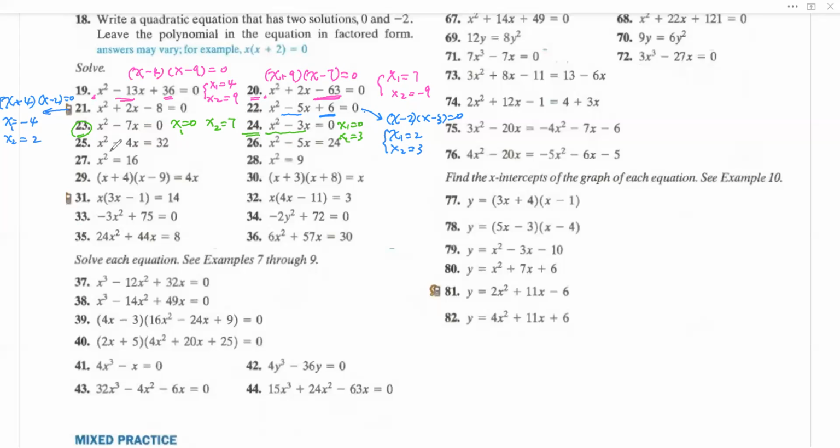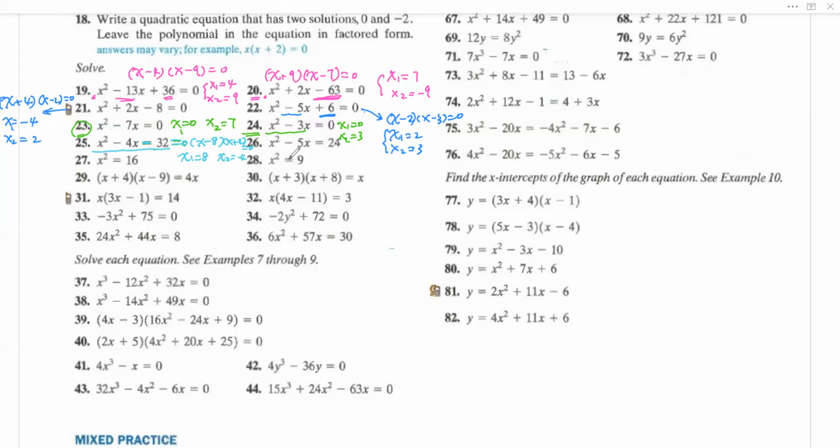All right, so 25. Since this one has the right side, we move everything to one side first, right? So it became x squared minus 4x minus 32 equals 0. Let me change to a different color so you guys can follow. So here is minus 32 equals 0. This part can be factored into what? (x minus 8)(x plus 4) equals 0, right? Find the solutions. One of them is 8. The other one is negative 4.